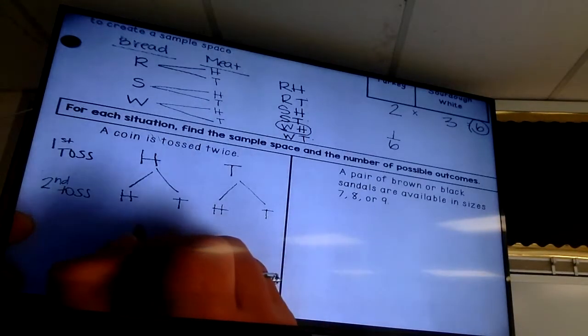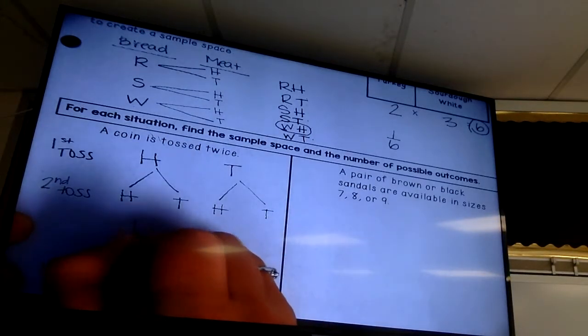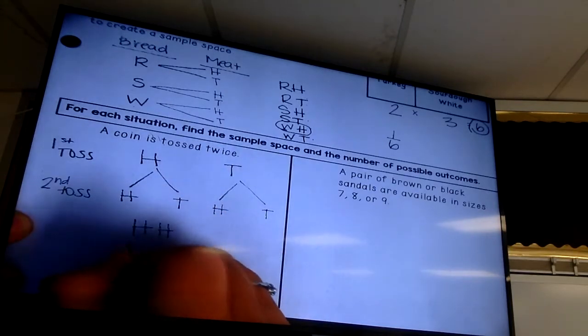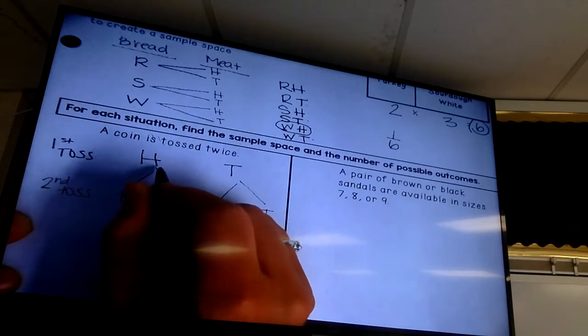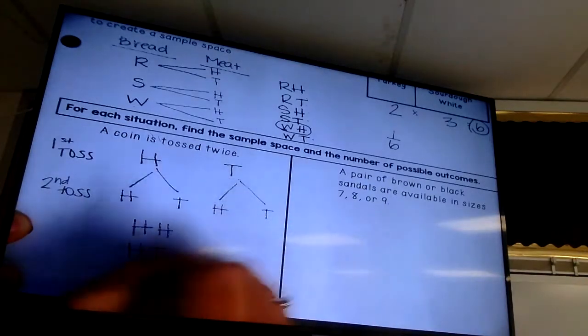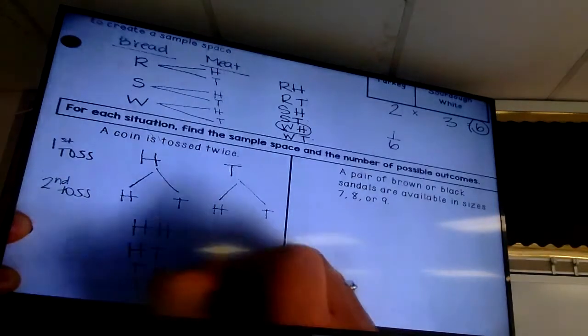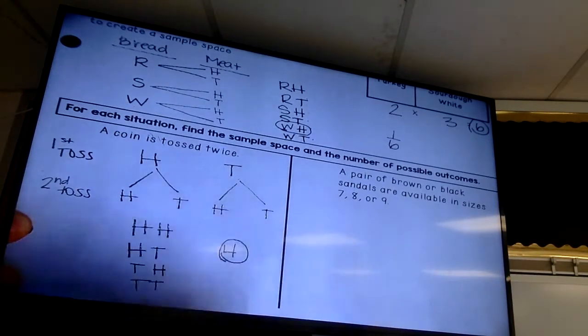So I know my possible outcomes, or my sample space. I could get heads and then heads, heads and then tails, tails and then heads, or tails and then tails. I have 4 possible outcomes.